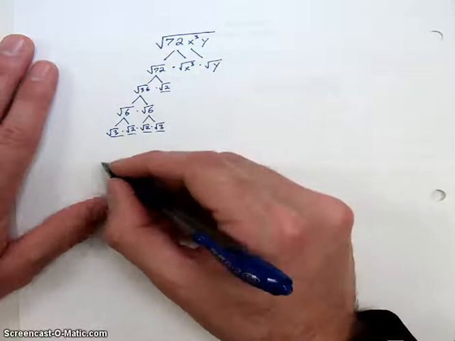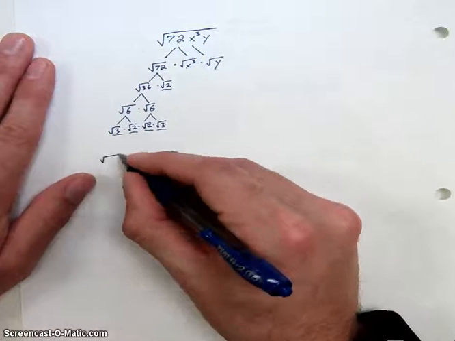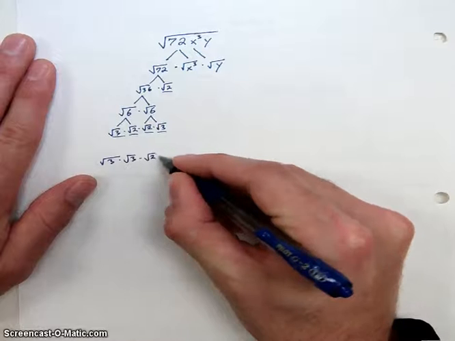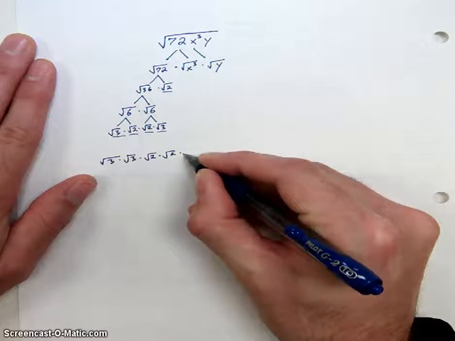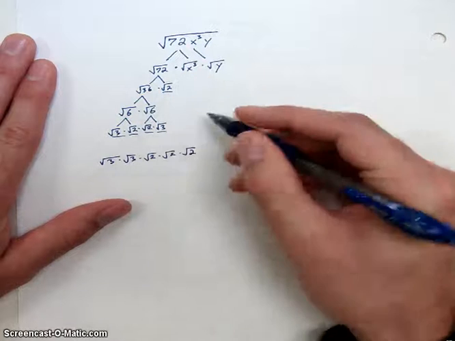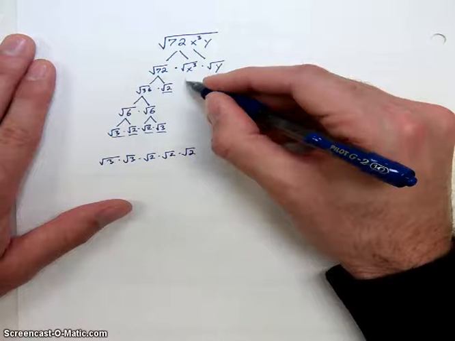If I write them all out, I'll have the square root of 3 times square root of 3 times square root of 2 times square root of 2 times square root of 2. Those are my prime factors of 72. Now going back up to the variables, I'm going to do the exact same thing.